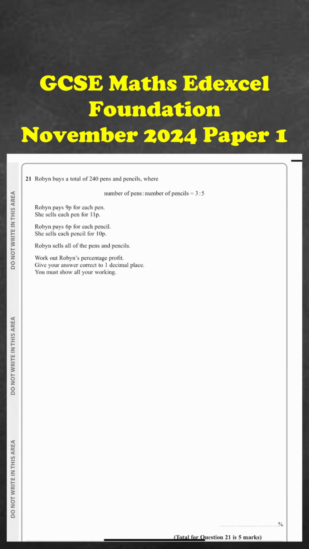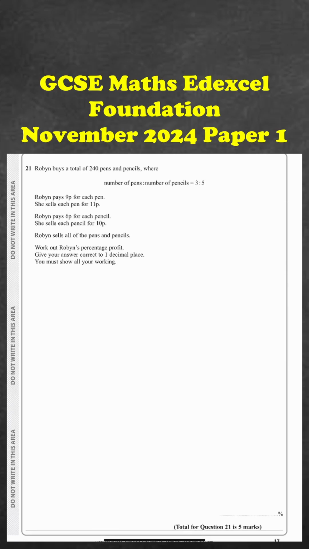And question 21. Robin buys a total of 240 pens and pencils, where the number of pens compared to the number of pencils is a ratio of 3 to 5. Robin pays 9p for each pen. She sells each pen for 11p. Robin pays 6p for each pencil. She sells each pencil for 10p. Robin sells all the pens and pencils. Work out Robin's percentage profit. Give your answer correct to 1 decimal place. You must show all your working. This is actually a pretty complicated question.